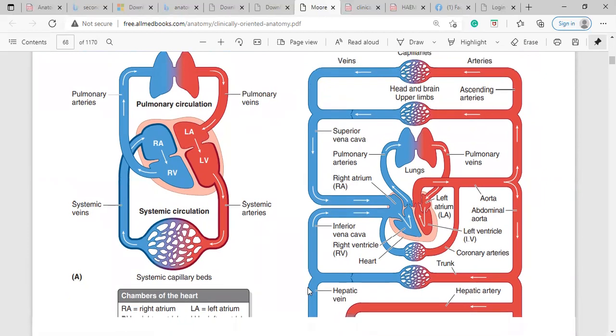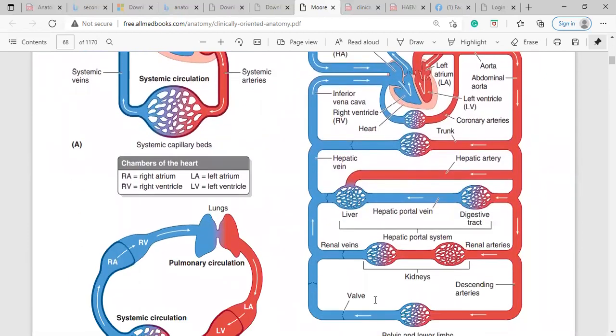Then from the lower part of my body, my kidney, my lower limbs, my liver, my spleen, all the veins come together and join this large vein, which is called the inferior vena cava, taking blood into the heart. At the point where the superior vena cava and inferior vena cava meet, we have what we call the vena cava.